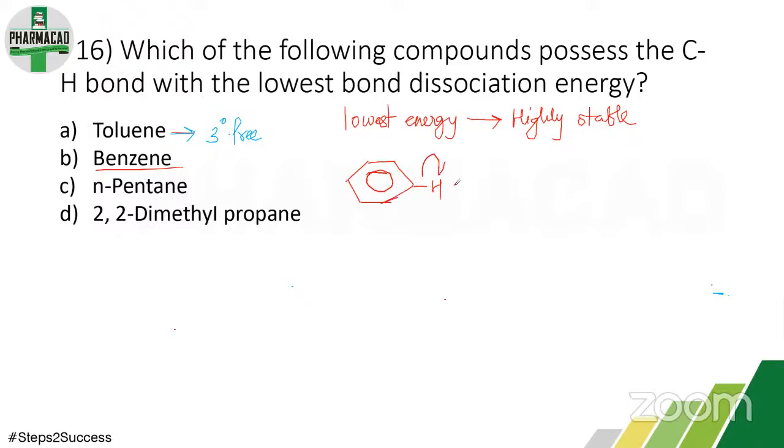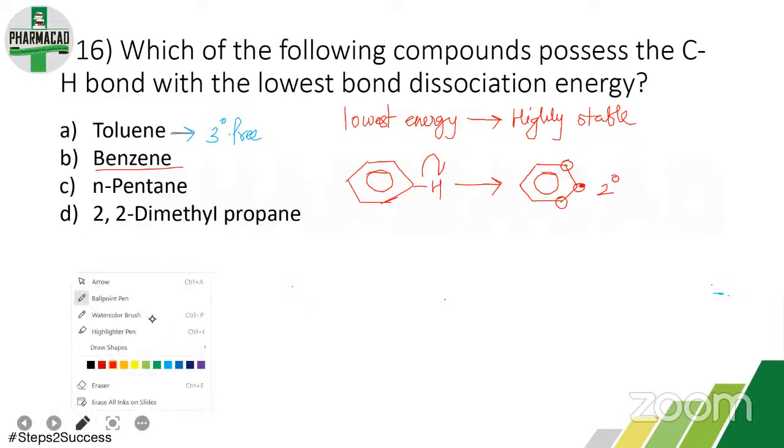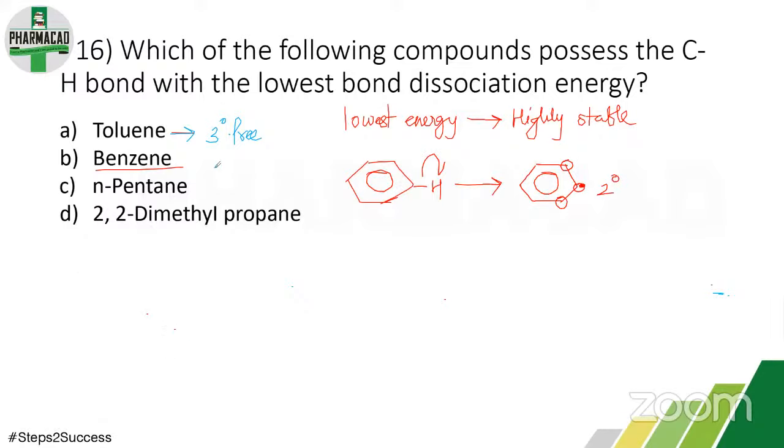So after homolysis, we will get free radical on this carbon atom. This carbon atom is attached with 1 and 2, which means this is a secondary free radical. So from benzene, we are getting a secondary free radical.